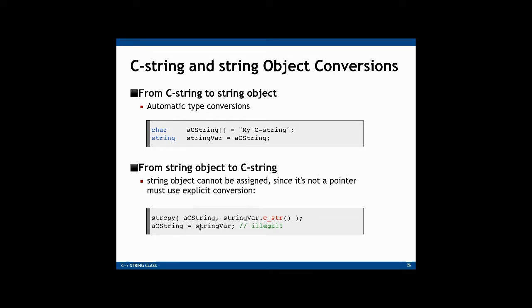So to solve this problem, you must use the c_str function provided by the string class. This function converts the string class type into C string type and returns it. And instead of using the assignment operator, you have to use strcpy because a C string variable is just an array of characters. So this is illegal. You have to do it this way, using strcpy and the c_str function. Let's quickly look at the demo code for this one as well.